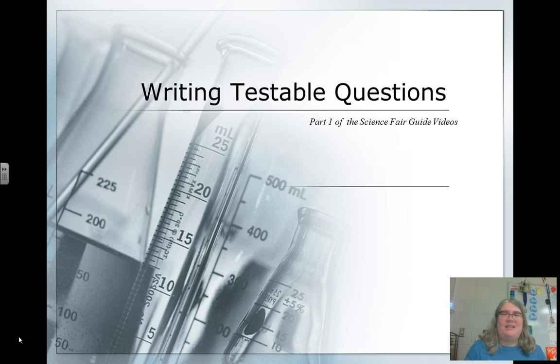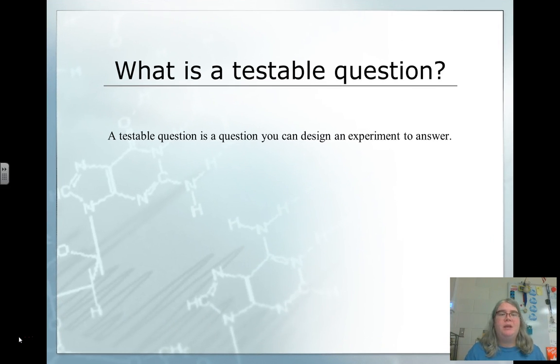So let's see, what is a testable question anyway? Well, a testable question is a question you can design an experiment to answer. So not every question is a testable question, and there are certainly questions out there that are excellent science questions that just aren't something that you can test at home.